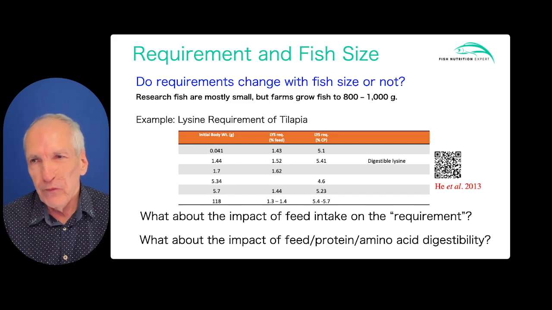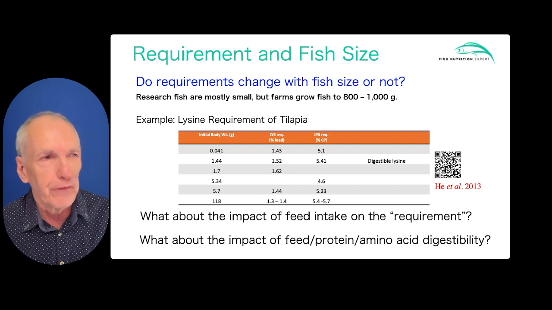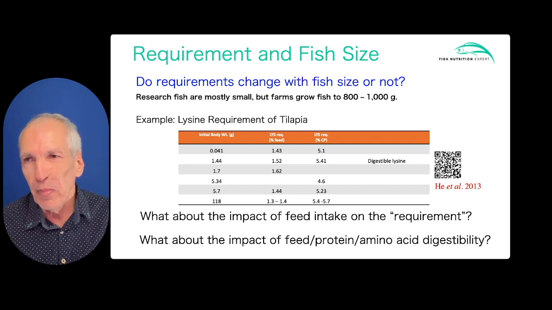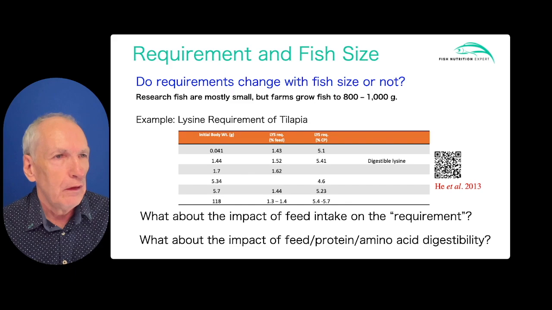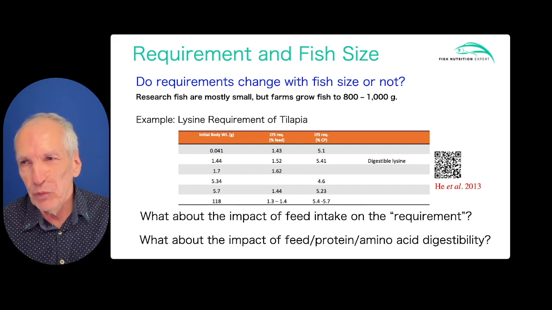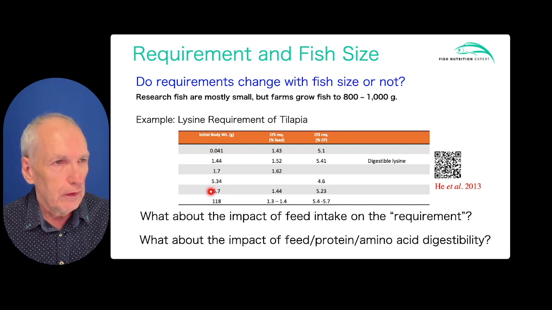So we know that there's a lot of things which can affect the requirements for dietary intake. And so here I'm looking at this research on a lysine requirement of tilapia as an example. So do requirements change with fish size or not? So what are we looking at here? We're looking at body weight. We're looking at lysine requirement as a percent of the feed. And notice it really does not differ. 1.4, 1.4, 1.4. It does not really differ.